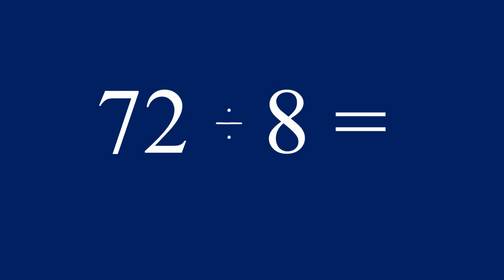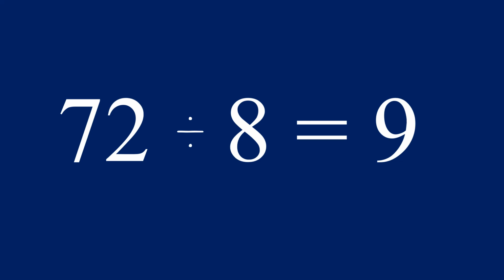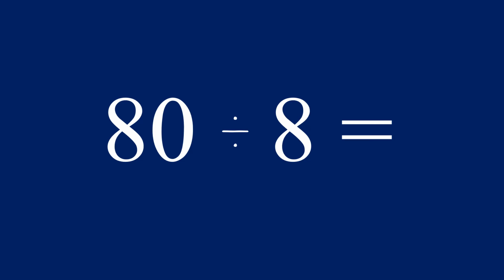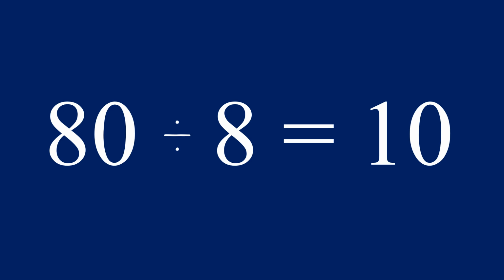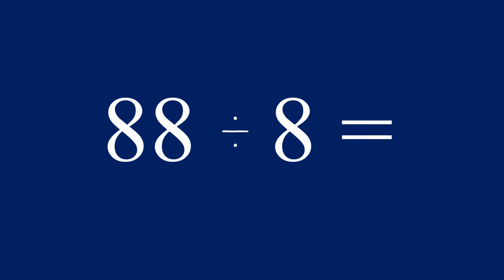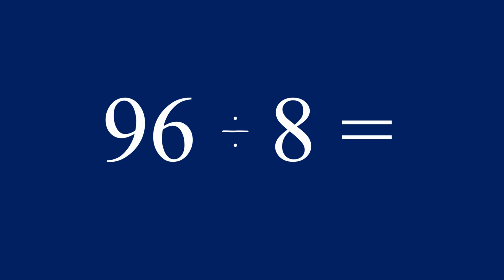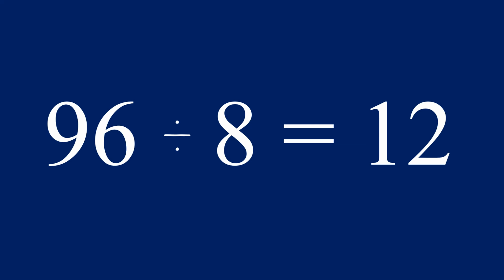72 divided by 8 equals 9. 80 divided by 8 equals 10. 88 divided by 8 equals 11. And 96 divided by 8 equals 12. Good job.